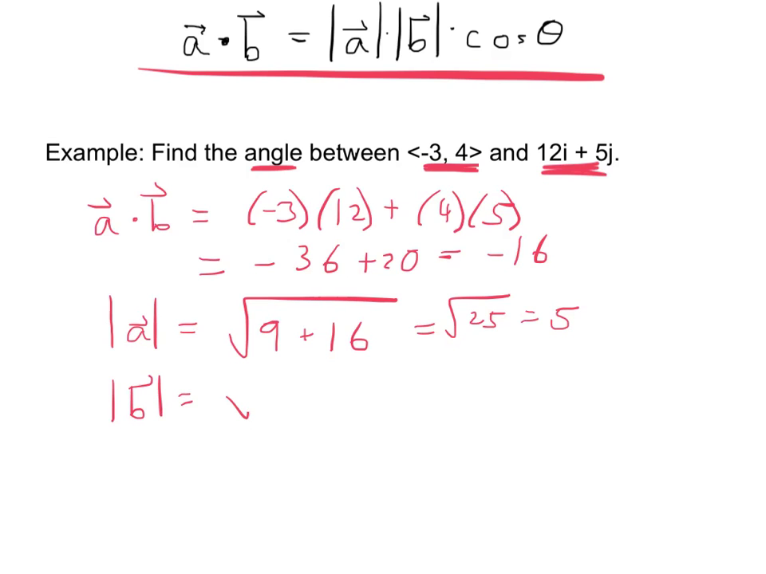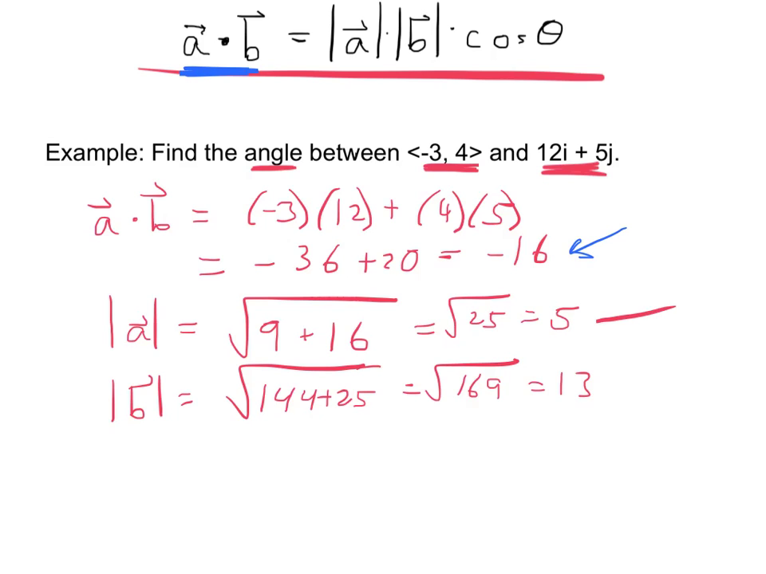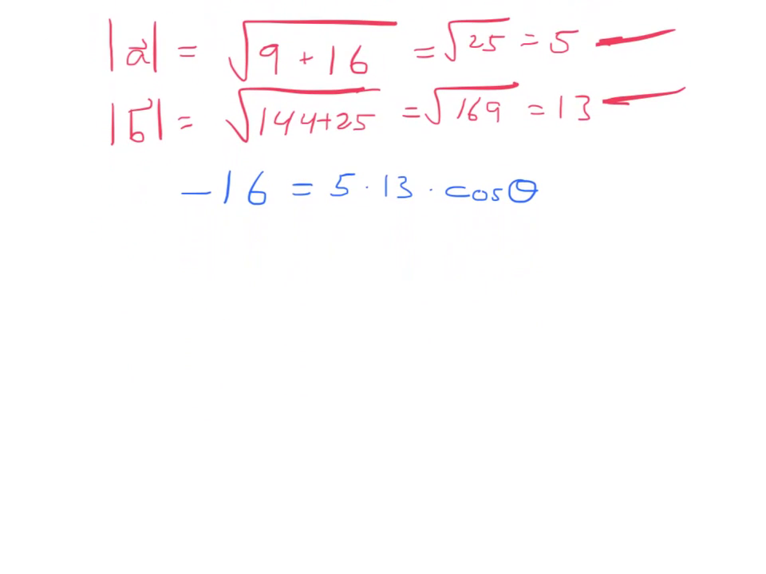The magnitude of b we do in the same way. This is the square root of 144 plus 25. Some of you may have recognized that as a Pythagorean triple. That ends up being 13. So we have our dot product, and we have our magnitudes, and I can just plug this into the formula. I'm going to end up with negative 16 equals 5 times 13 times the cosine of the angle in between these two vectors. Now I just have to solve this. I'm going to end up with cosine theta is negative 16 over 5 times 13.